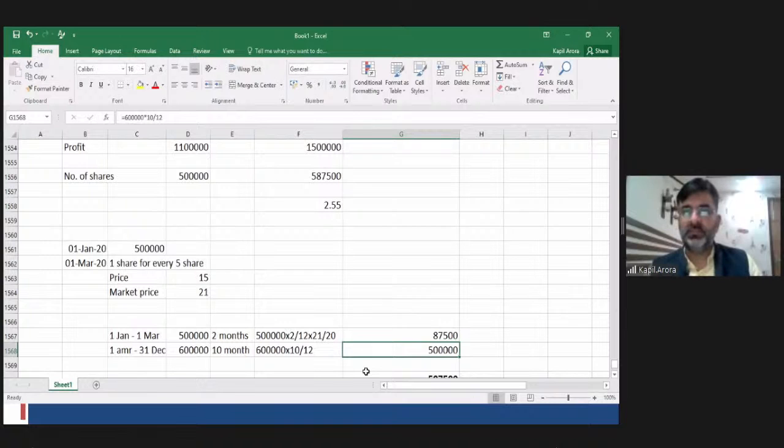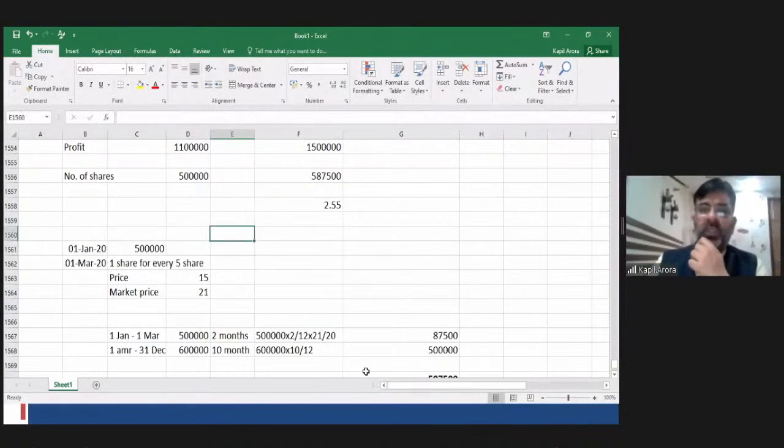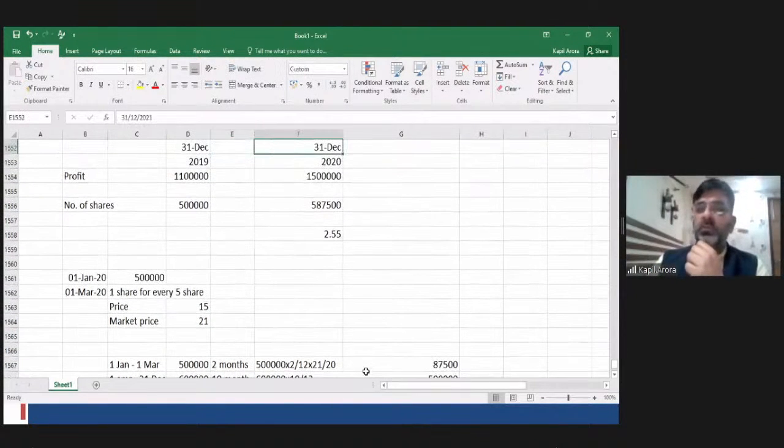So 50,000 into 10, right? It should be 5 lakh only. Aditya, just do the calculation again. You will get the right answer. Okay. So this is about 2020.